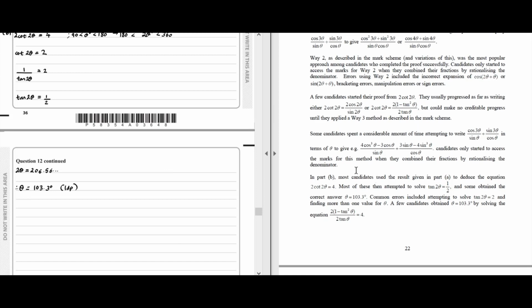Part B of the question, that was solving one of the trig equations. A lot of people used their part A to get tan 2 theta equaling 1/2. A lot of people gave theta equaling 103.3, which is the final answer. Common errors included attempting to solve tan 2 theta equals 2 and finding more than one value for theta. Remember, you have to look at the range, the domain, for this question. There were a few candidates who applied this equation equaling 4 and they found a quadratic and solved that.